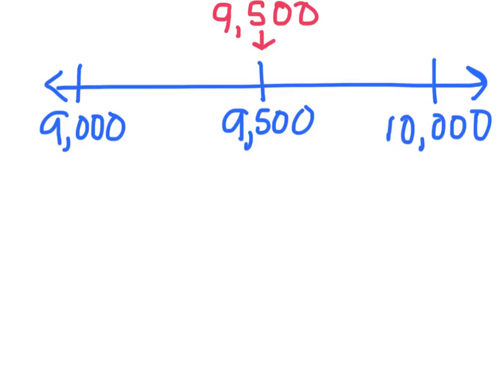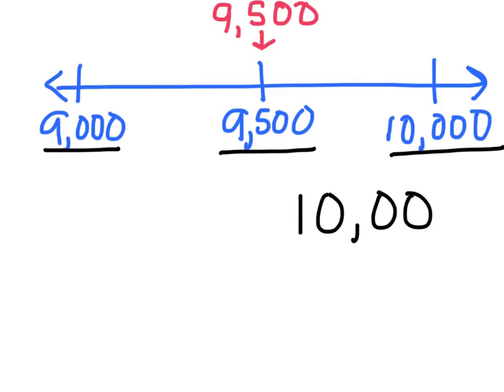How do we round, however, if our number is exactly halfway between two thousands points? In this example, let's take a look at 9,500. It's exactly halfway between 9,000 and 10,000, so what do we do? Whenever your number reaches the halfway point, you round up. Therefore, our answer is 10,000.